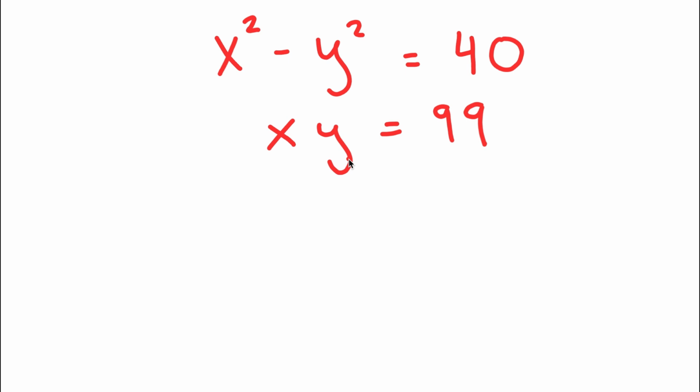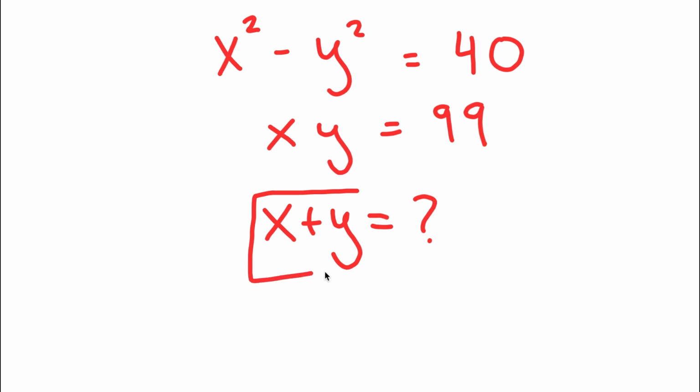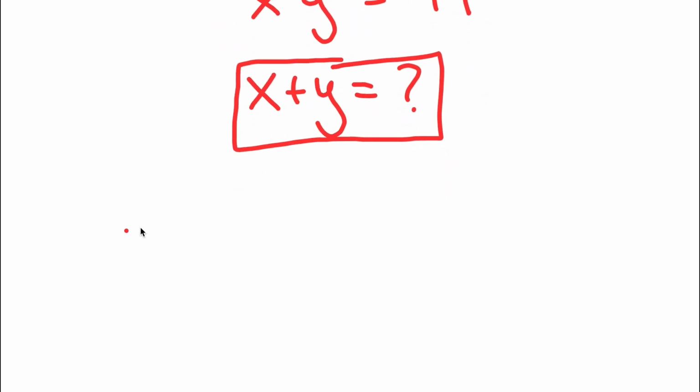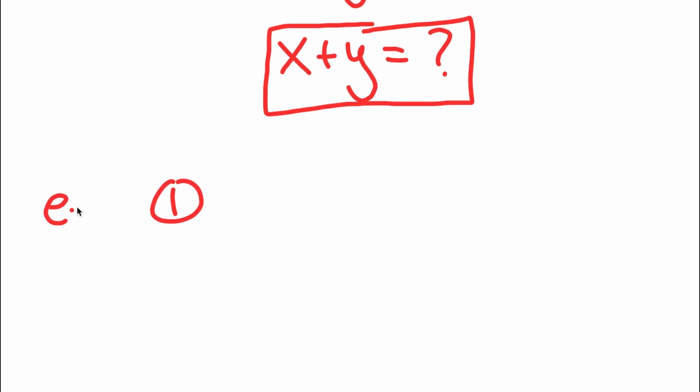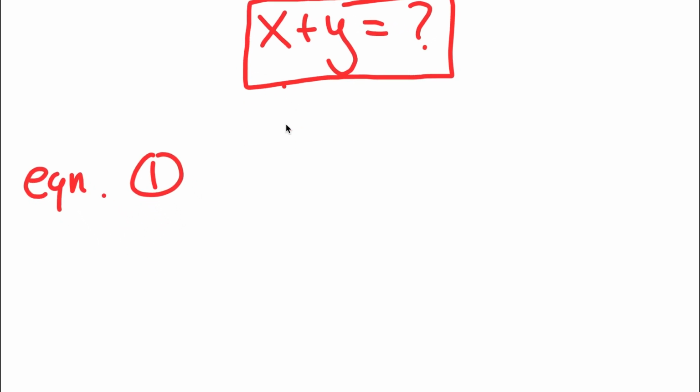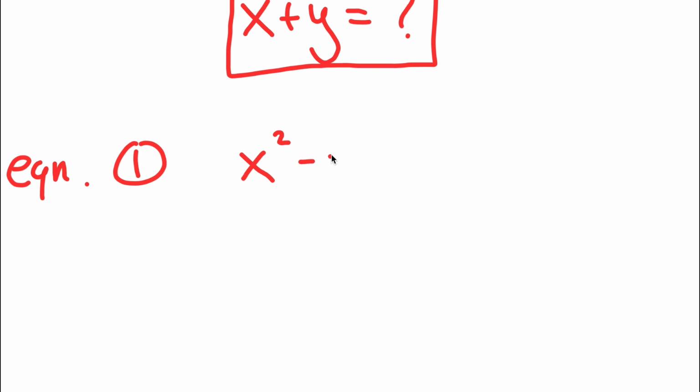Now I'm going to solve this system of equations by finding the value of x plus y. So this is my goal here. What is the value of x plus y? Let me first start with equation 1. For equation 1, I have x squared minus y squared is equal to 40.